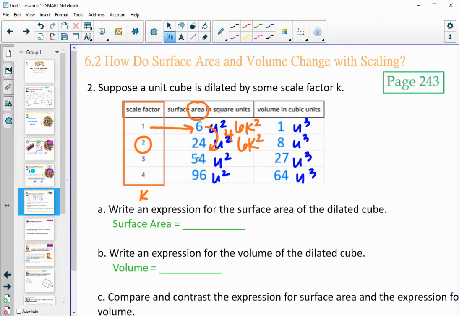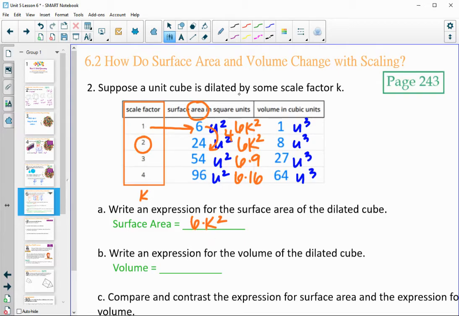So then let's see if that works for this one. So 6 times 3 squared, which is 9. 6 times 9 is 54. And then 6 times 16 here, which is your K squared, gives you that 96. So 6K squared appears to be the pattern there.